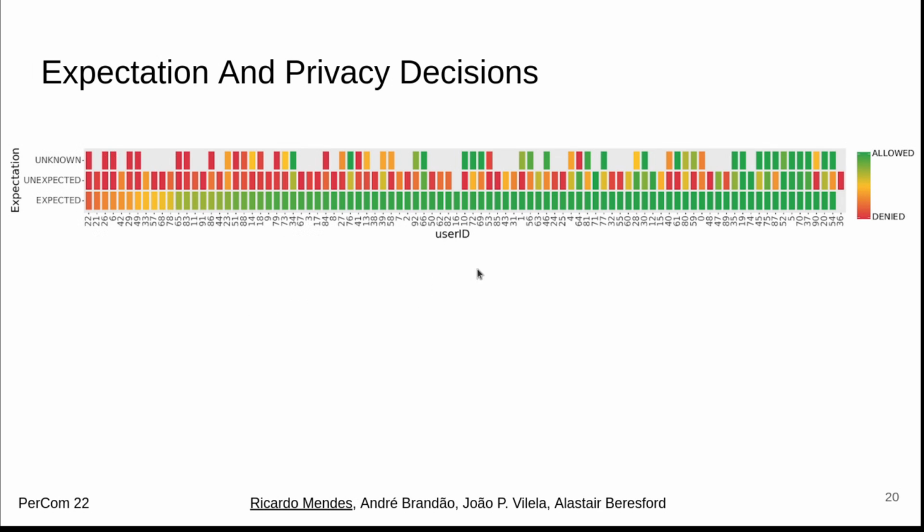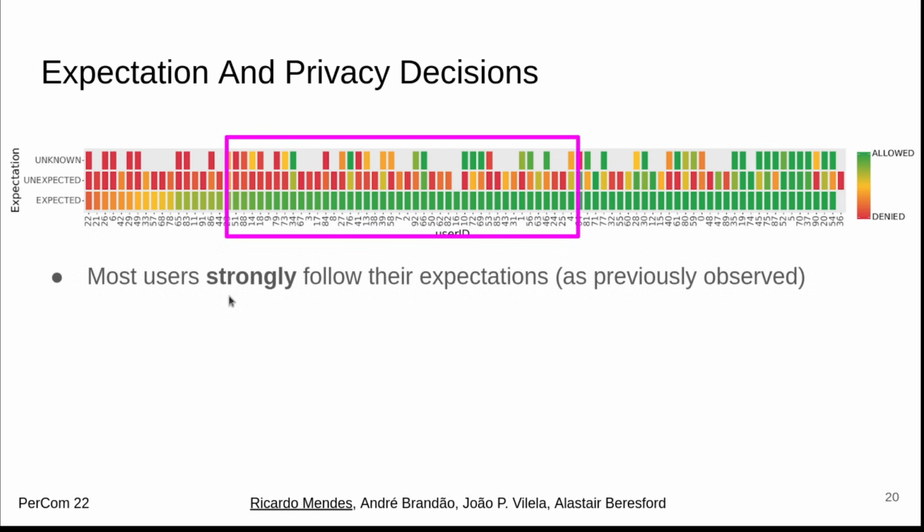And from this plot, what we can see is that most users strongly follow their expectations. And in fact, if you look at this rectangle, most of the users have green in the expected value and red in the unexpected value. And this corresponds to users that allow most or all permissions when they expect the requests and deny all or most permissions when they do not expect the request.